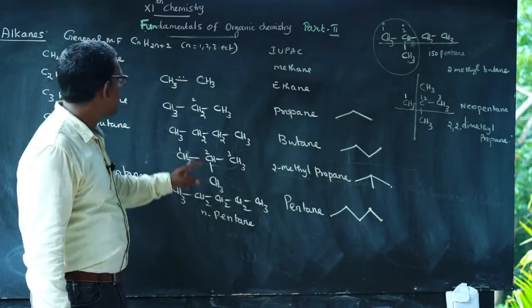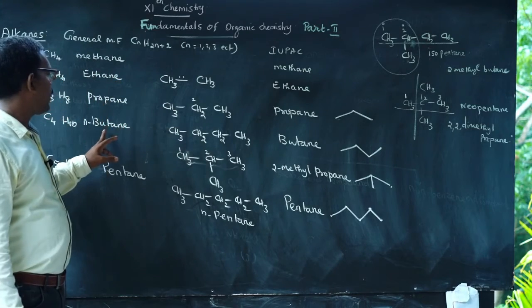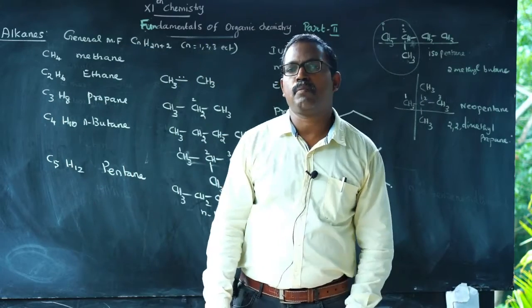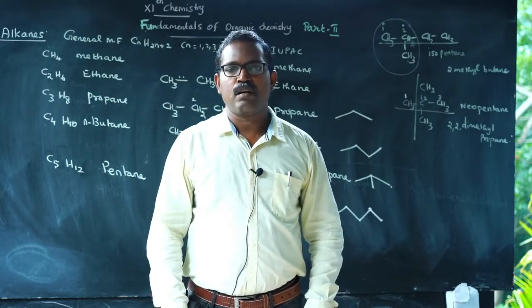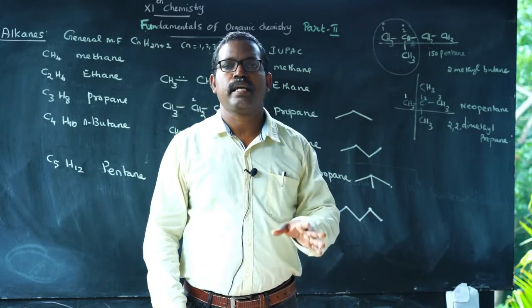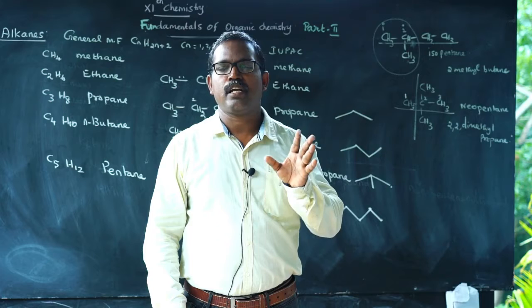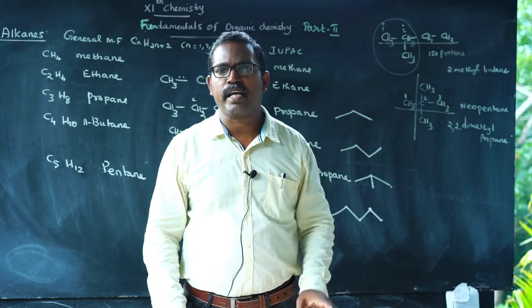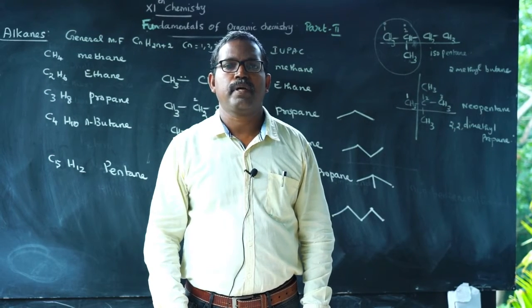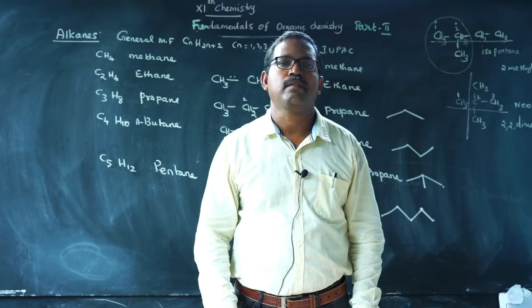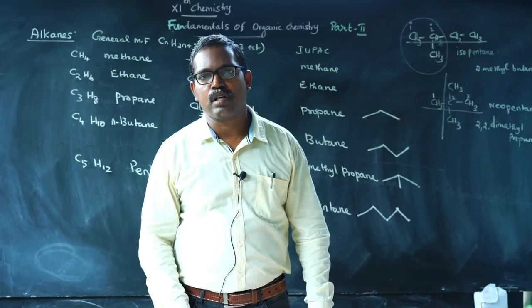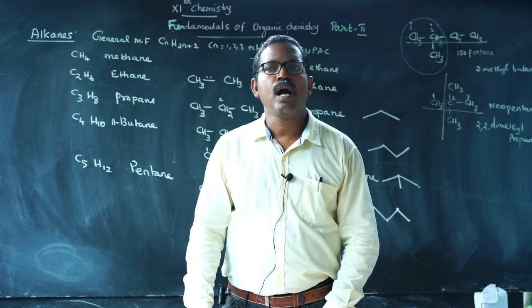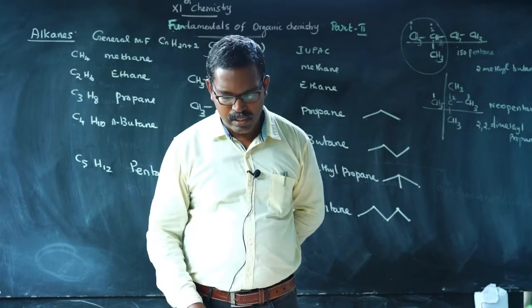So, the first members are methane, ethane, propane, butane, pentane. We concentrate up to carbon number 10. Carbon number 6 is called hexane. Carbon number 7, the parent hydrocarbon is heptane. Carbon number 8, octane. Carbon number 9, nonane. Carbon number 10, decane. So, up to carbon number 10 you must know and be able to write the various structures of these compounds.